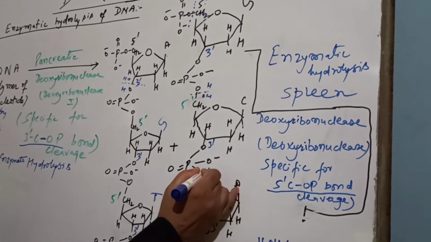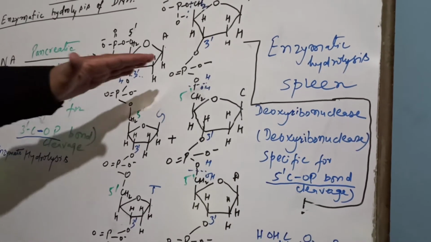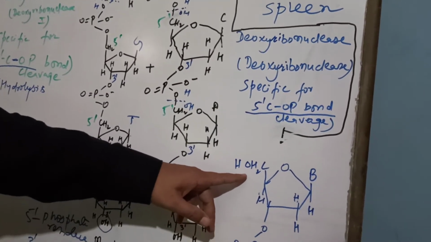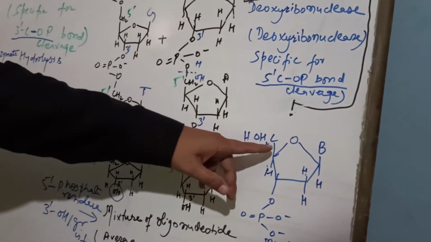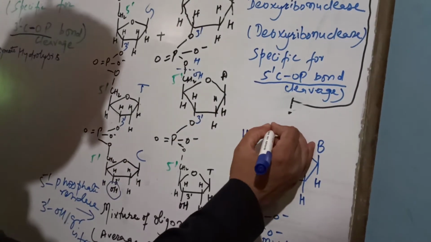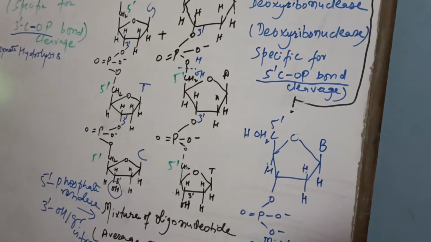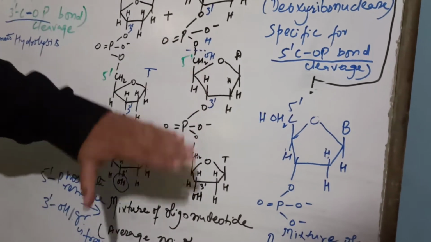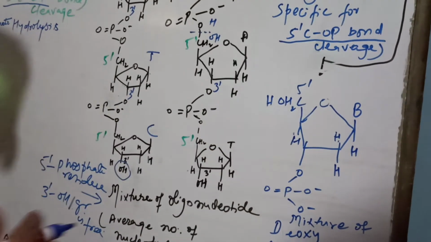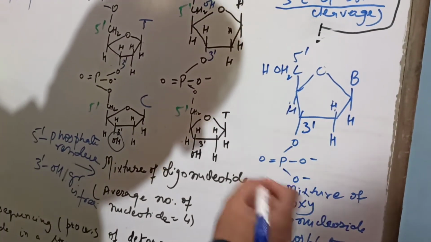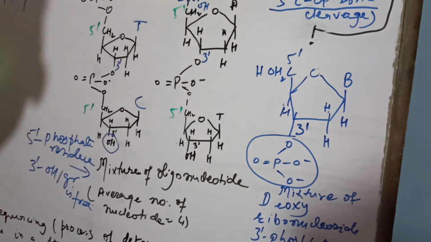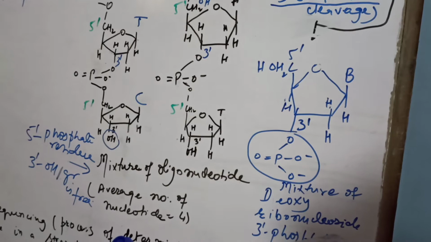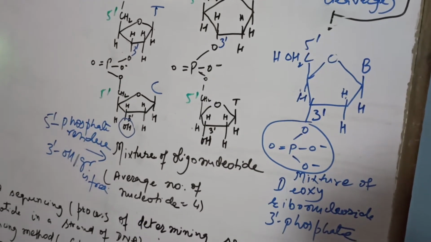So what will you get? All this will be broken, and you will get a nucleoside, because if there is no phosphate at 5', it is not a nucleotide. But due to hydrolysis, what you are getting is the phosphate moiety at 3 prime. So you are getting a mixture of deoxyribonucleoside 3 prime phosphate.